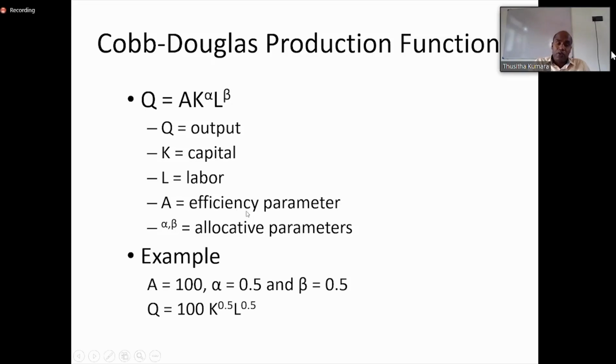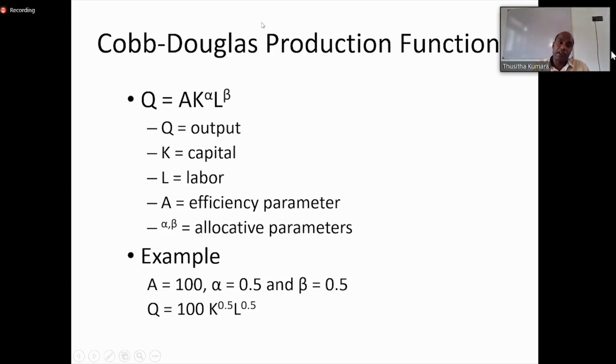And there are two types of parameters. This A stands for the efficiency parameter. How efficient? I will show you that with the calculations. Or simply, it tells you, if you mix a certain amount of capital and labor together, what is the expected return? Is it the same as the amount of capital and labor, or is it more than that or less than that?